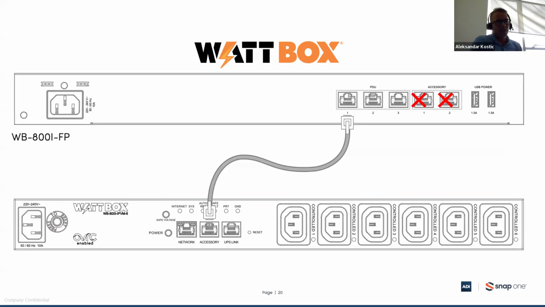How is the faceplate connected? I already explained this when I was speaking about 6 and 12 power outlets. You use the accessory port from the 6 or 12 power outlet WattBox and connect it to PDU connection 1, 2, and 3. Always start from the beginning because the faceplate can update its firmware only through port 1. So you always start from port 1 when you are connecting the WattBox units. Accessory ports on the faceplate itself are still not in use.